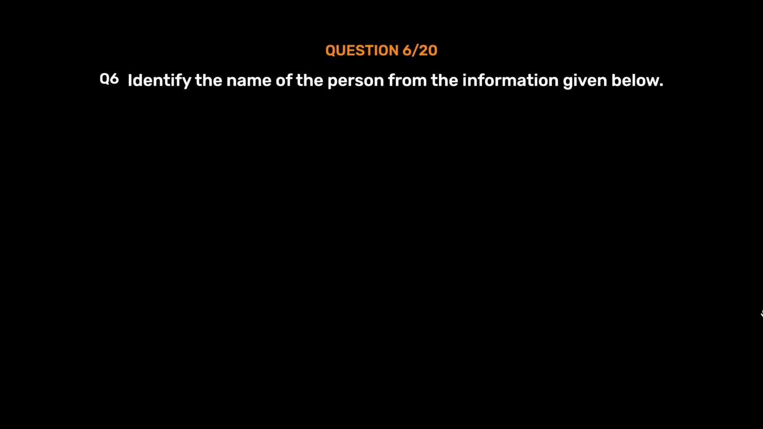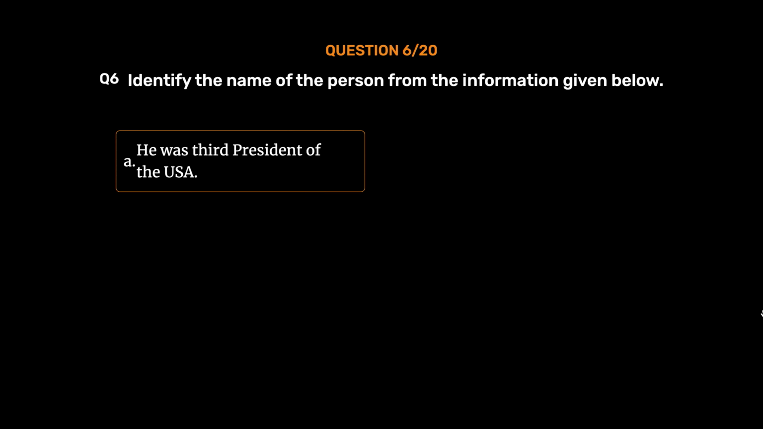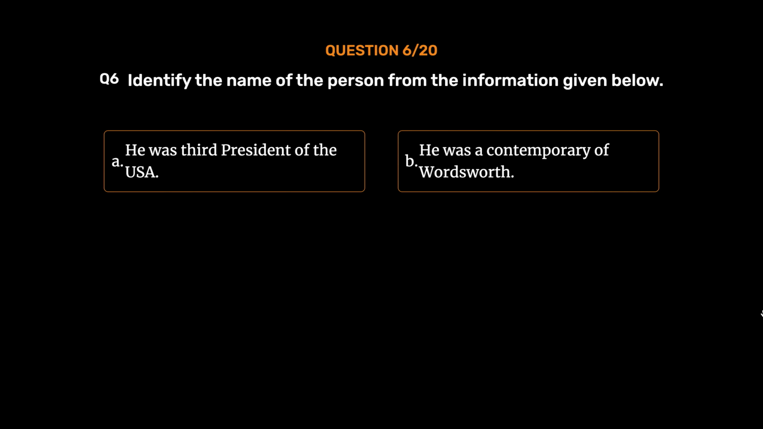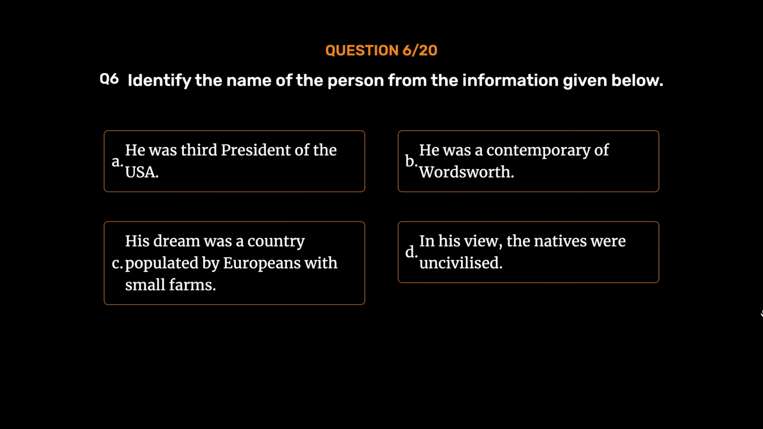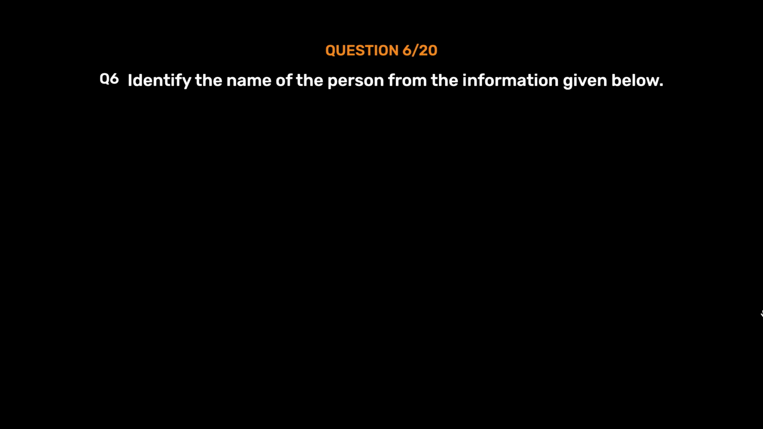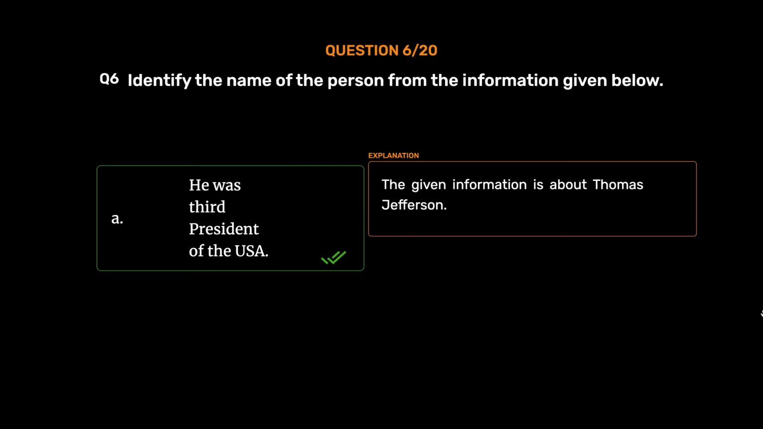Question number 6. Identify the name of the person from the information given below. Option A, he was third president of the USA. Option B, he was a contemporary of Wordsworth. Option C, his dream was a country populated by Europeans with small farms. Option D, in his view, the natives were uncivilized. The correct answer is option A, he was third president of the USA. The given information is about Thomas Jefferson.